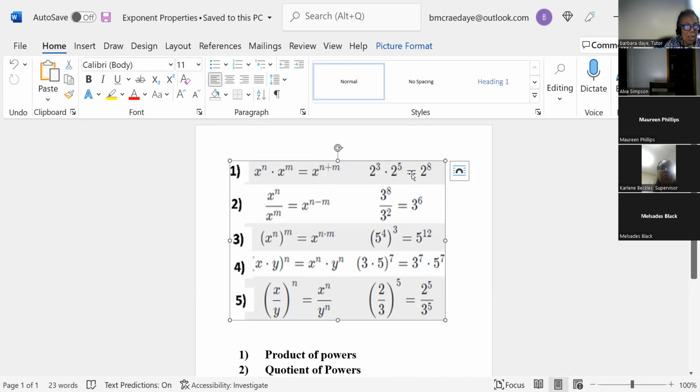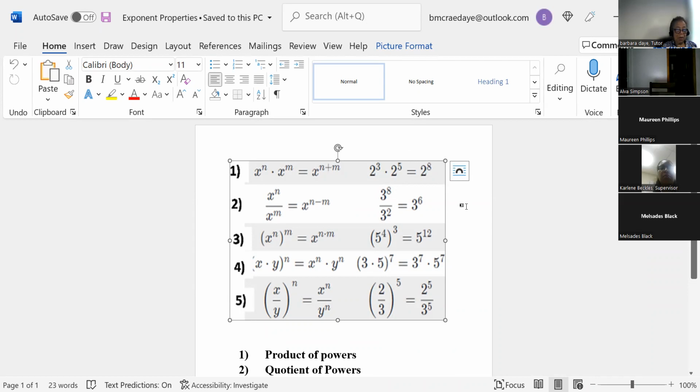Any questions on product of powers, multiplication of exponents? Can you please just repeat that, miss? Okay, this number 1 is called product of powers. So when you multiply exponents with the same base, you add the powers. X is the base, n plus m. Put some numbers in there: 2 to the third times 2 to the fifth, add 3 plus 5, 2 to the 8th. Got it?